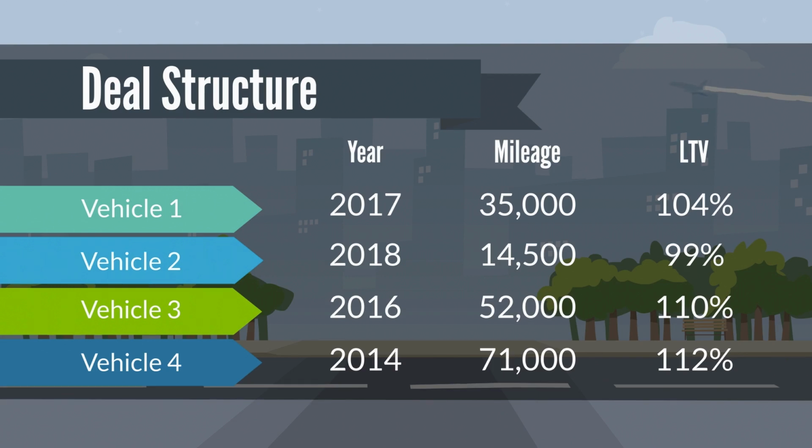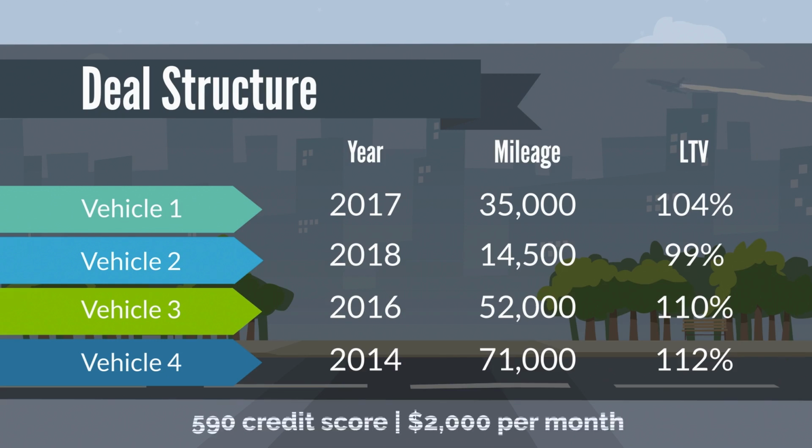First, let's start with a little sample problem. You have a customer with a 590 credit score, $2,000 per month in income, and $500 per month in revolving debt. Look at the chart on your screen. Determine which would be the proper vehicle choice for this customer.